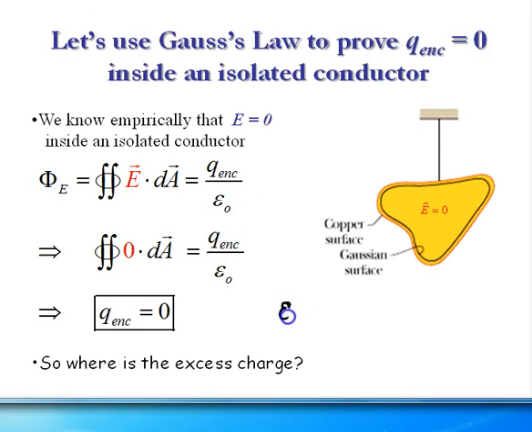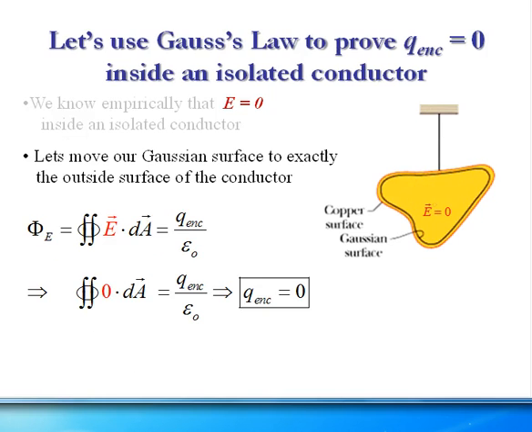What's epsilon naught? Epsilon naught, that's our permittivity constant in a vacuum, 8.85 times 10 to the negative 12. It's farad per meter, in terms of units. So if there's no excess charge inside here, and that's where we place the charge, where is the charge?